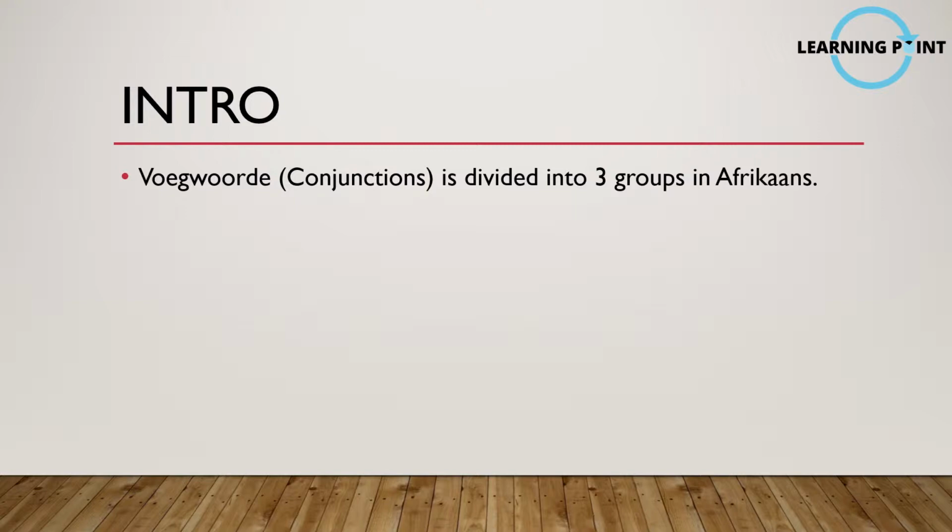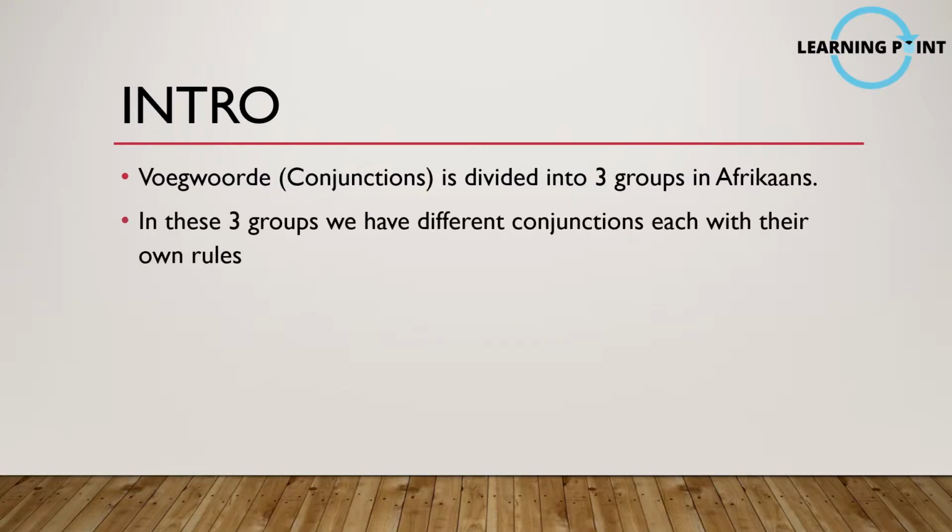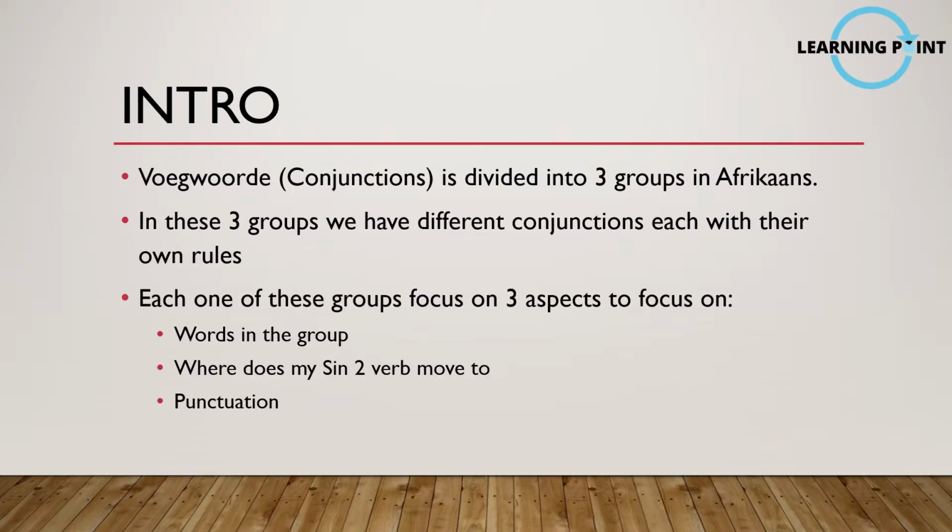So in Afrikaans, a conjunction is divided into three groups. In these three groups, we have different conjunctions, each with their own set of rules. Each one of these groups focuses on three aspects. Words in the group, number one. Where does my sin to verb move to? So where does my second sentence, the verb of that second sentence, move to?